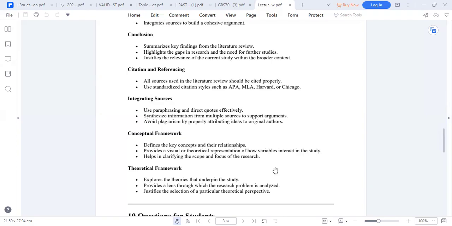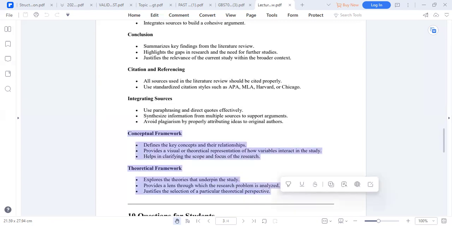Conceptual framework. Now, what is a conceptual framework and a theoretical framework? These are two other key, important ingredients in our literature review that we need to talk about on their own.